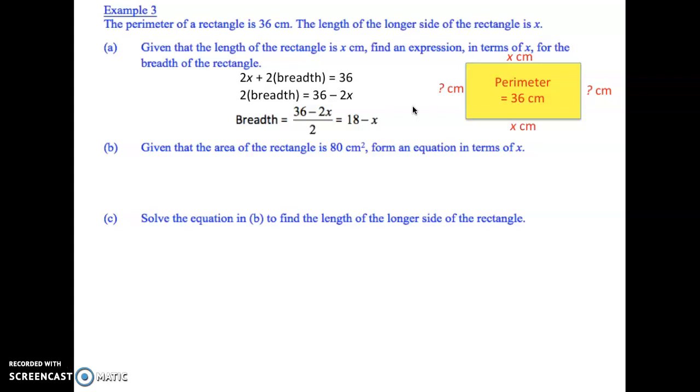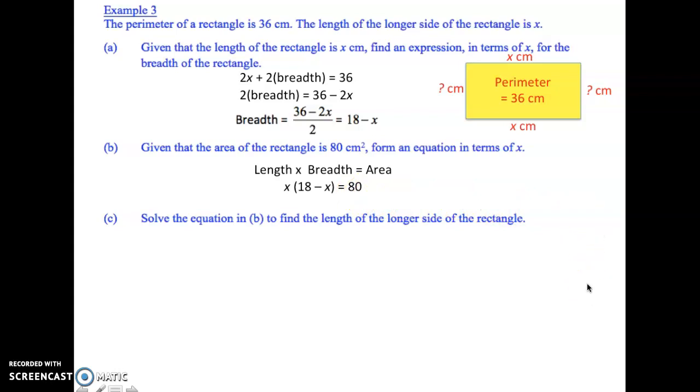In part B, we are also given that the area of the rectangle is 80 cm squared. And the question wants us to form an equation in terms of x based on these new facts that we have received. We know that the area is given by the length times the breadth. The length is denoted by x, whereas the breadth is denoted by 18 minus x, as we have found in part A. Hence, by multiplying these two terms together, we'll equate it to 80, which is the area.